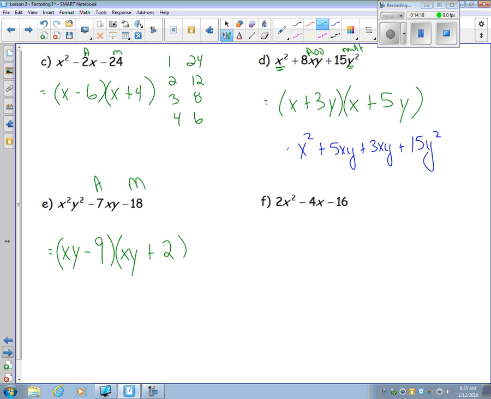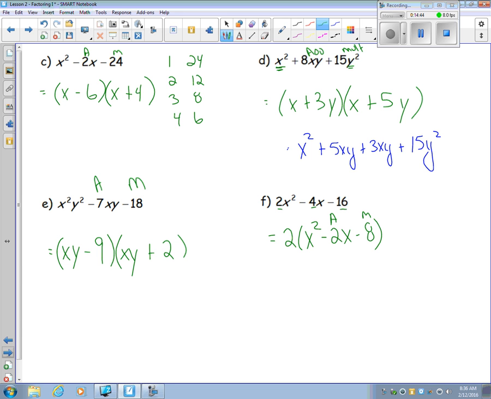Okay, take a look at f. F is different. It looks complicated because I can't think of anything that adds to 4 and multiplies to 16. But there's a nice little trick with f. F can be common factored. So we go back to what we did first today. I noticed that, hey, these are all divisible by 2. We want to take that out. If I take that out, I'm left with an expression that's a simple trinomial.